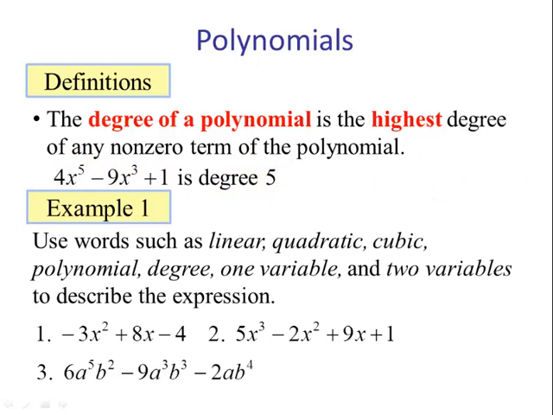Example 1. Use the words such as linear, quadratic, cubic, polynomial, degree, one variable, and 2 variables to describe the expression. Number 1, we have negative 3x squared plus 8x minus 4. Number 2, we have 5x to the 3rd minus 2x squared plus 9x plus 1. And number 3, we have 6a to the 5th b squared minus 9a to the 3rd b to the 3rd minus 2ab to the 4th.